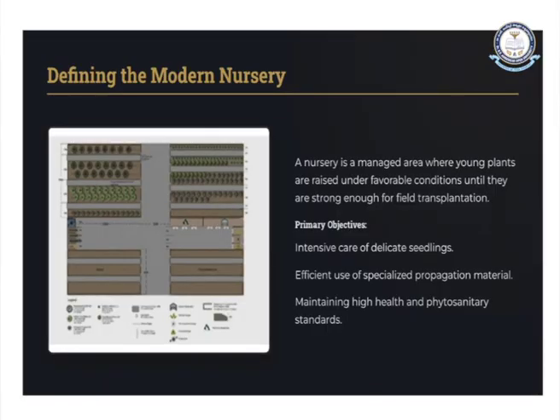If we define a modern nursery, it is a place where all the young plants are maintained and managed. During favorable conditions, they become strong enough for field transplantation. The primary objective of a modern nursery is to take care of delicate seedlings. It must have an efficient amount of specialized propagation material, which helps in maintaining high health and phytosanitary standards.